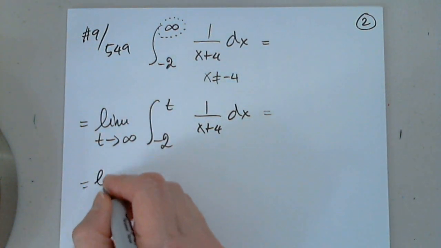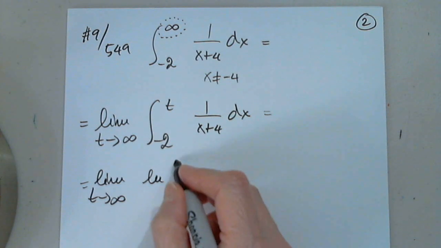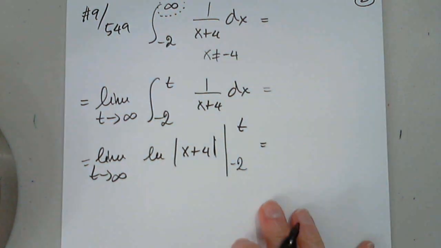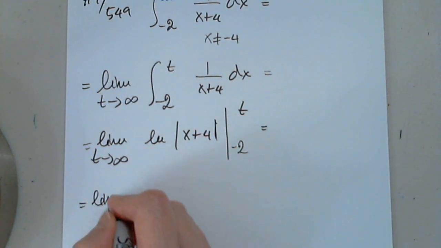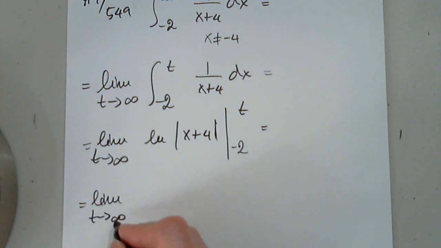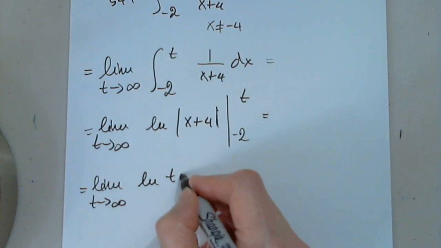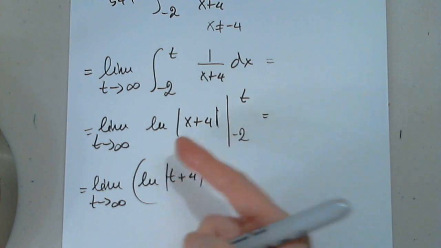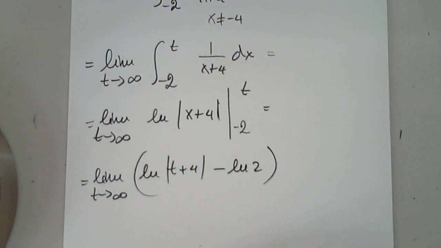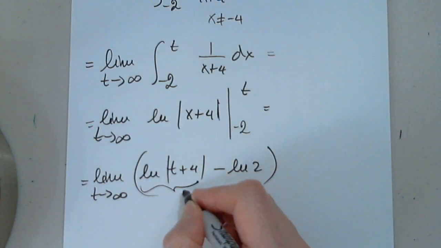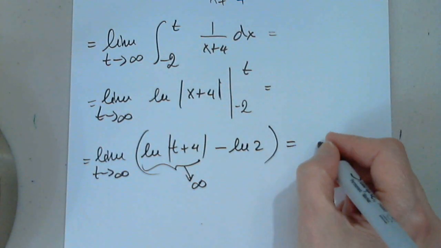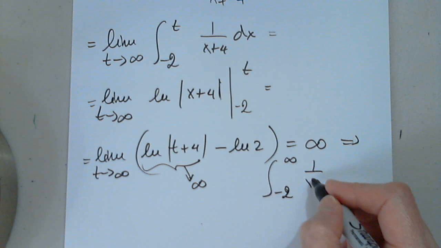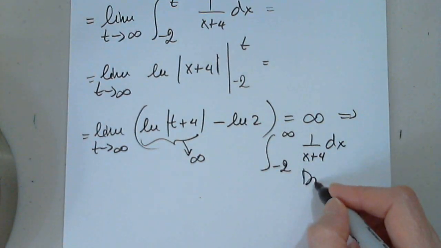We already know that this is the limit as t approaches infinity of natural log of the absolute value of x plus 4, from -2 to t. We plug in t, so this is the limit. Do not drop the limit operator, please. Natural log of the absolute value of t plus 4, minus, when I plug in -2, plus 4 is 2, so minus natural log 2. When t approaches infinity, this quantity will approach infinity. Therefore, the answer is infinity. Therefore, we conclude that the integral from -2 to infinity of 1 over x plus 4 dx diverges.